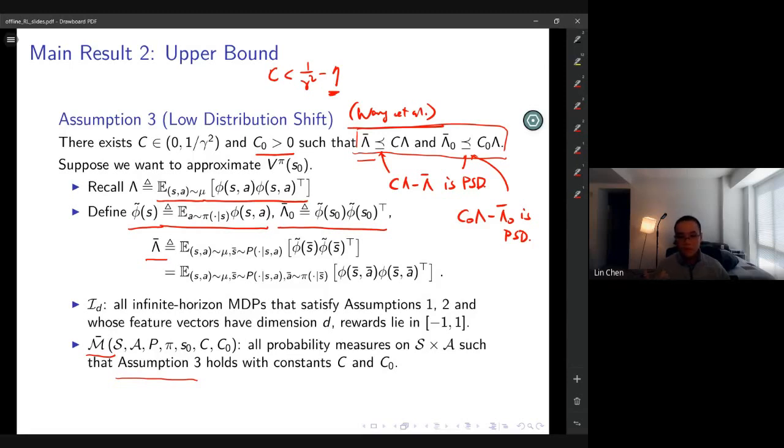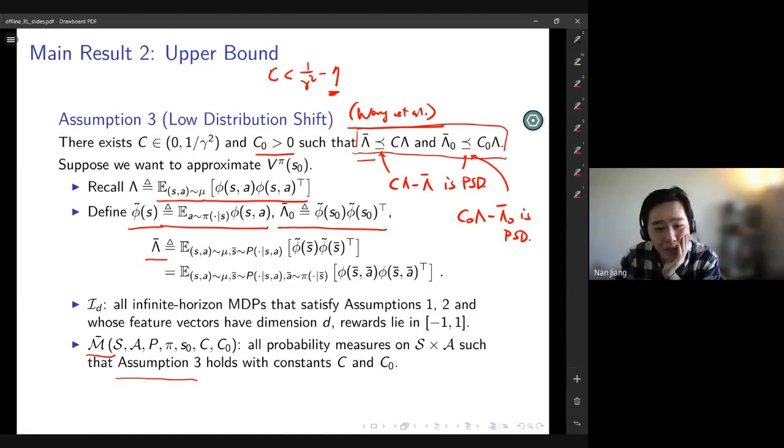That is the condition that I just mentioned. So if you look at the definitions here, gamma is the data covariance matrix, and lambda bar is what happens when you evolve the data for one step and take the action according to the policy you're evaluating, and take the covariance matrix on that distribution, right?